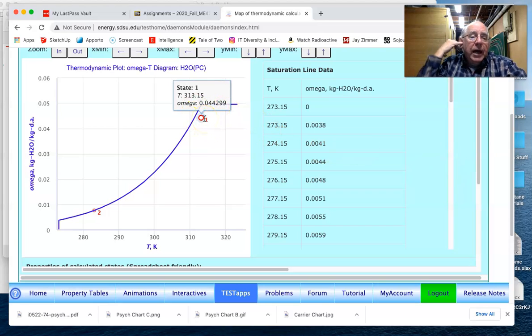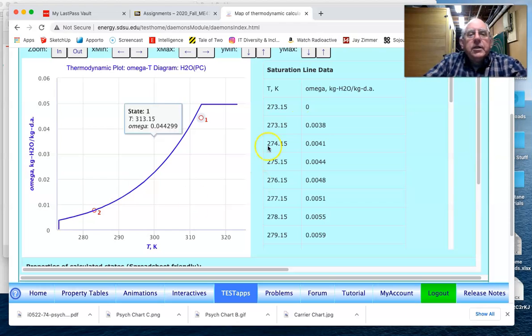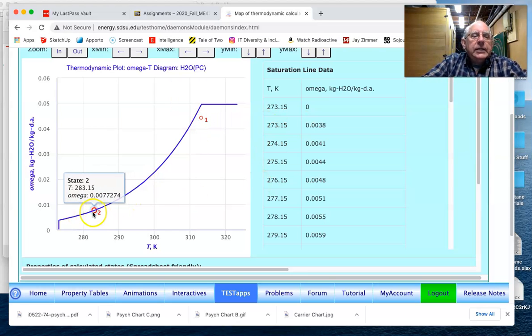Now, if we were to put that on our graphics panel, we see that our state 1 is up here at an elevated value of the humidity ratio. It's also at an elevated temperature of 40 degrees Celsius. State 2, as we said, was saturated, so it's on the 100% relative humidity line. It's at a much lower omega, and we see that the temperature is 10 degrees Celsius. And so the process was going from here down to here.